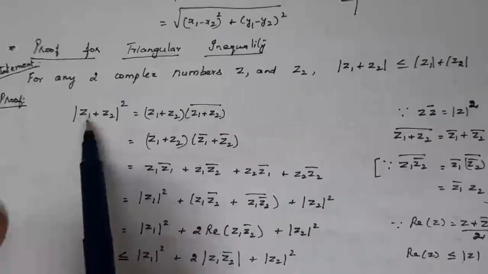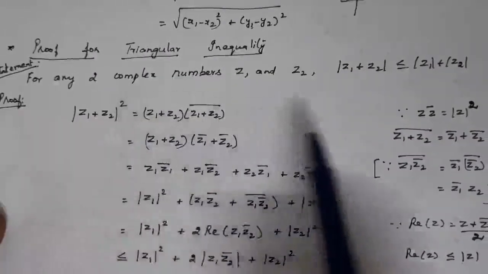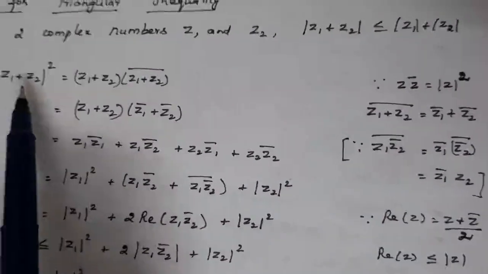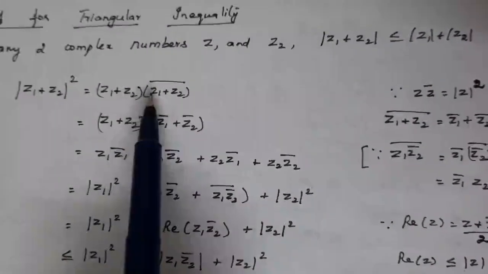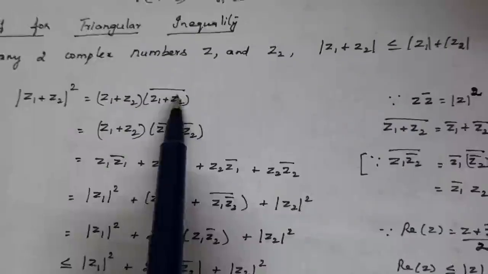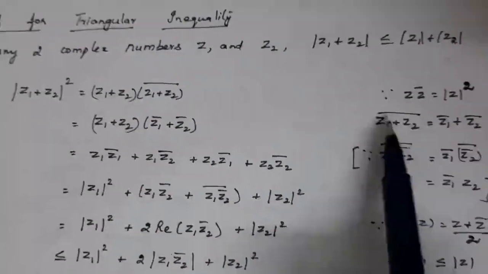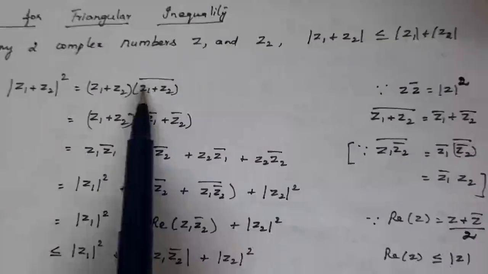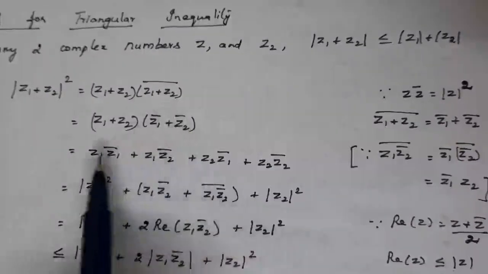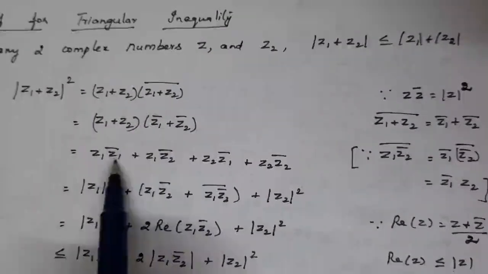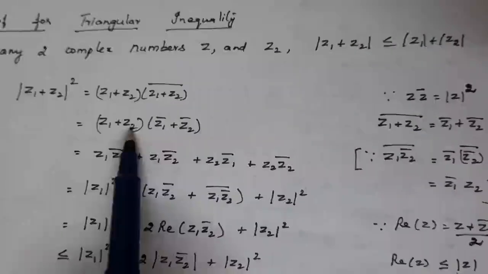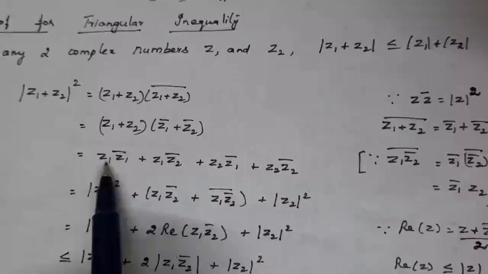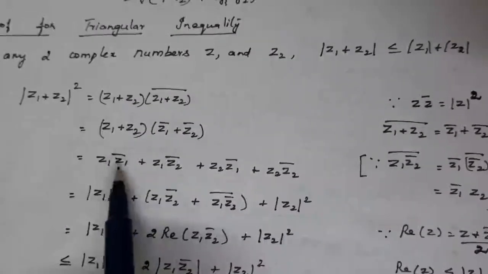Consider modulus of Z1 plus Z2 the whole squared. You know that modulus of Z squared is equal to Z times Z bar. So, this can be expressed as Z1 plus Z2 into its conjugate, Z1 plus Z2 the whole bar. Now, Z1 plus Z2 the whole bar is equal to Z1 bar plus Z2 bar. You know that property. So, you can write this as Z1 bar plus Z2 bar. Now, let us multiply: Z1 into Z1 bar plus Z1 into Z2 bar, Z2 into Z1 bar plus Z2 into Z2 bar. Again, a complex number and its conjugate product will be equal to the square of the modulus.